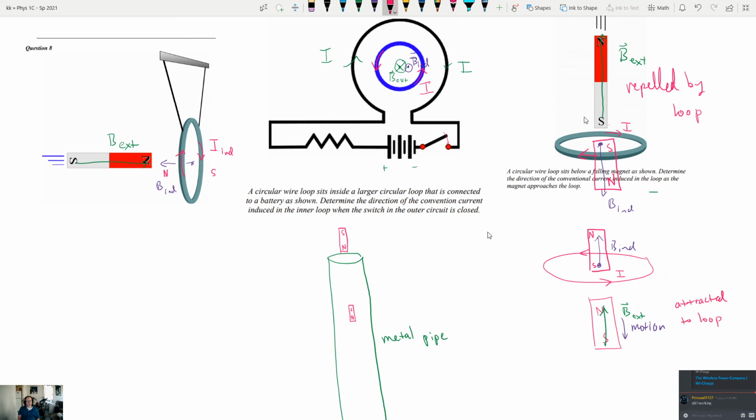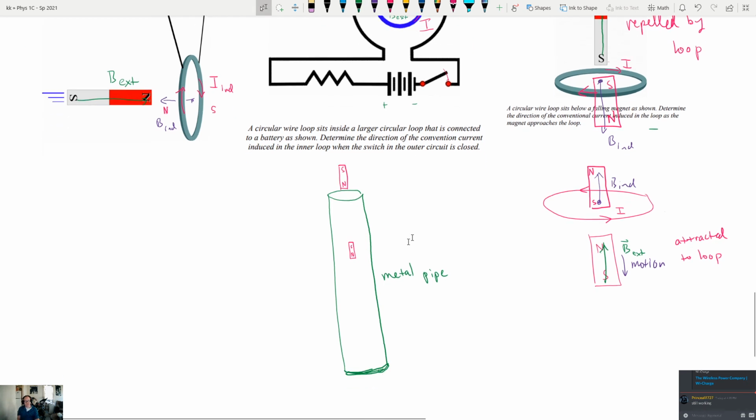So on the way down, because the flux was increasing, the magnet is repelled by the loop, but once it passes the loop, it's attracted to the loop, right? So think about what happens as a magnet now falls through a metal pipe, which can be thought of as a bunch of different loops, right? As the magnet falls through, it is going to be repelled by the induced current that's placed in these loops, okay? There's going to be an induced current as it falls.